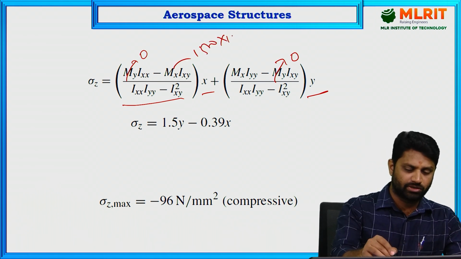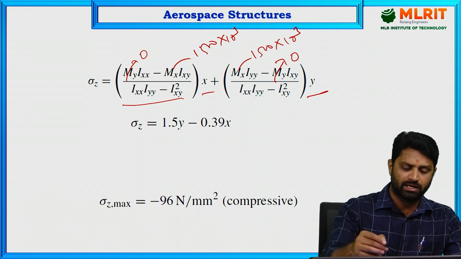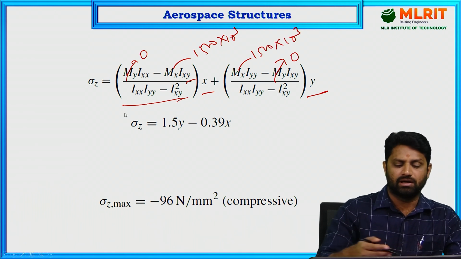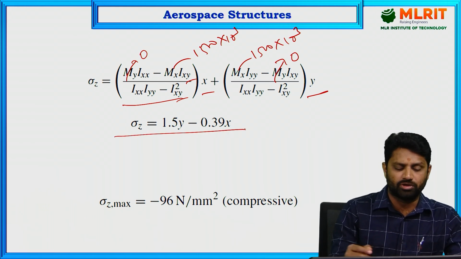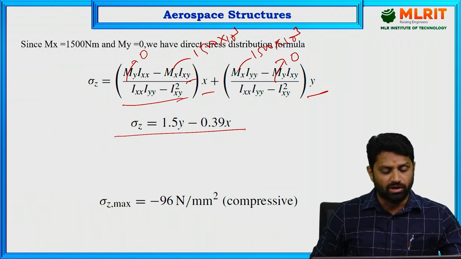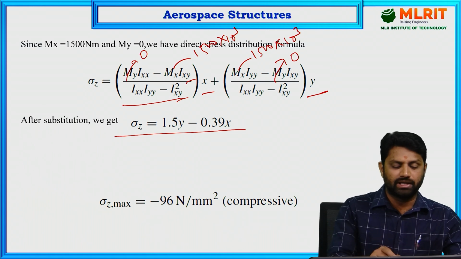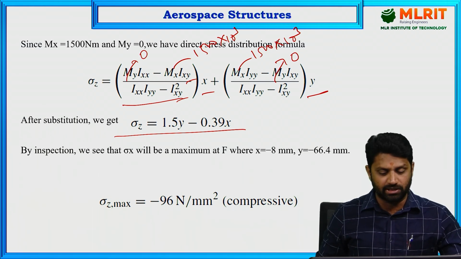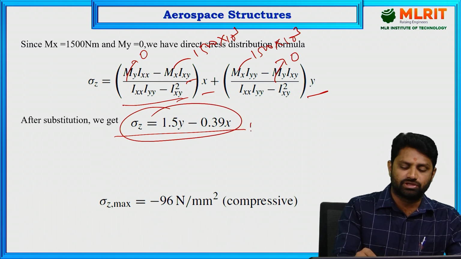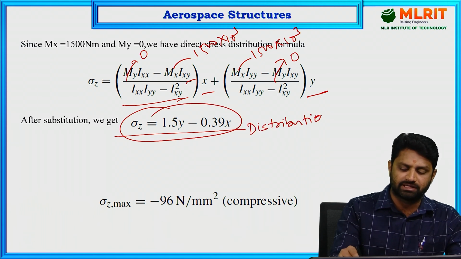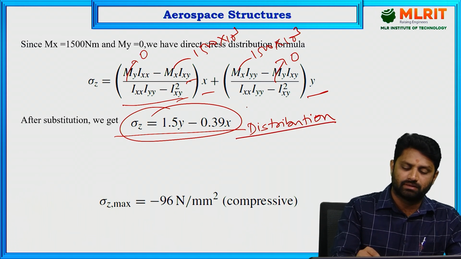1500 into 10 cube, and here also you can substitute 1500 into 10 cube, and the Ixx, Iyy values you can substitute. When you substitute and reduce the form, you are going to get sigma z equal to 1.5 into y minus 0.39 into x. Okay, so this is the direct stress distribution we got in terms of x and y.